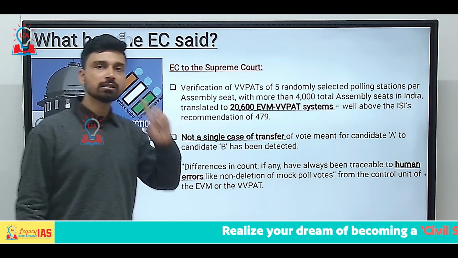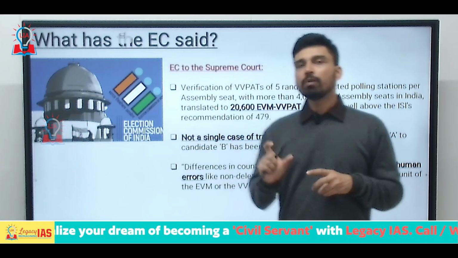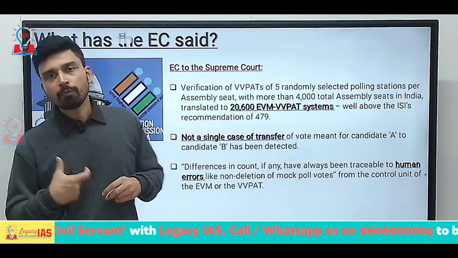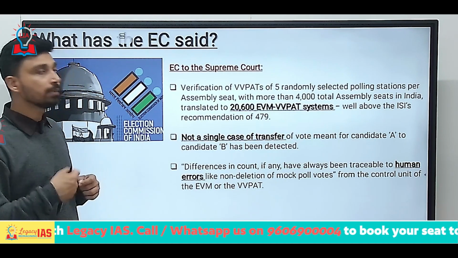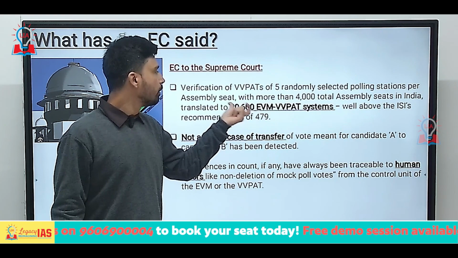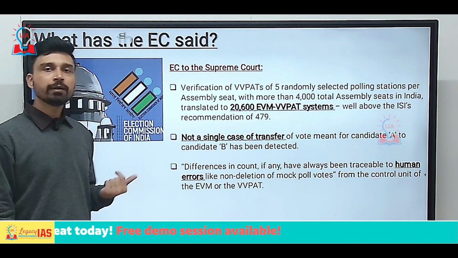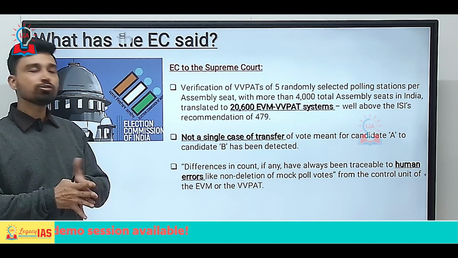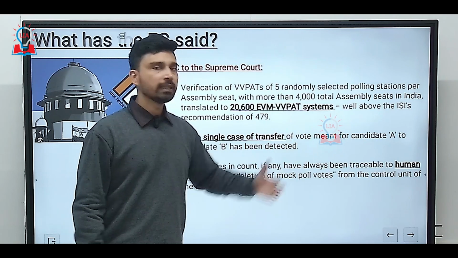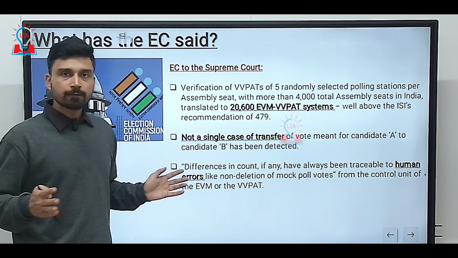If you remember, we discussed in the beginning that the Election Commission of India asked ISI to come up with how many VVPAT slips should be counted. So the recommendation was 479, but the actual counting is of more than 20,000 systems. Second, ECI has also highlighted that in the entire history of the last 7-8 years, there has not been a single case of a vote meant for candidate A going to candidate B. This has not been detected.